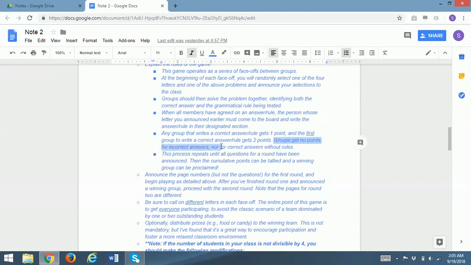And a group gets no points if they have an incorrect answer, and they also get no points if they don't identify the grammatical rule. If they just write a letter, maybe they picked randomly or something, they don't get points. They have to give you a grammatical rule and a correct answer. And that's how one face-off works.